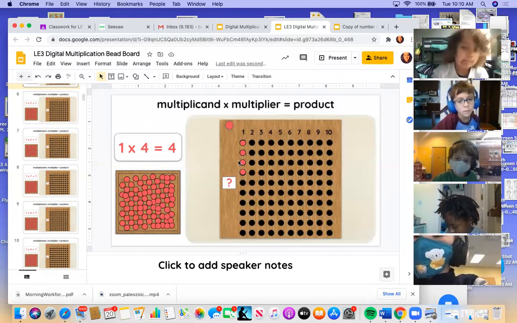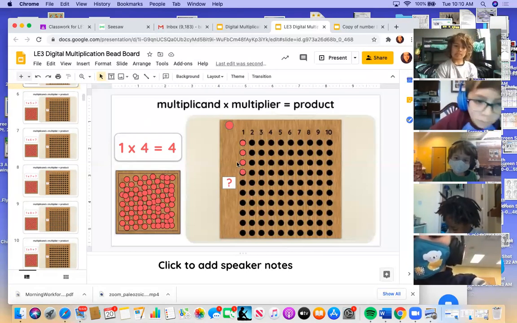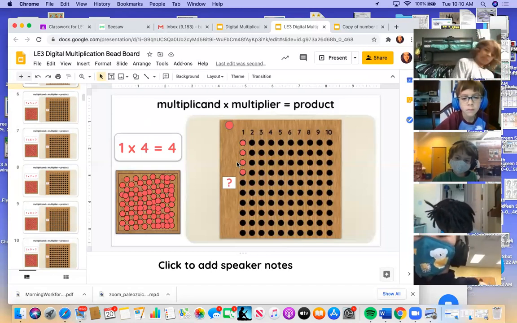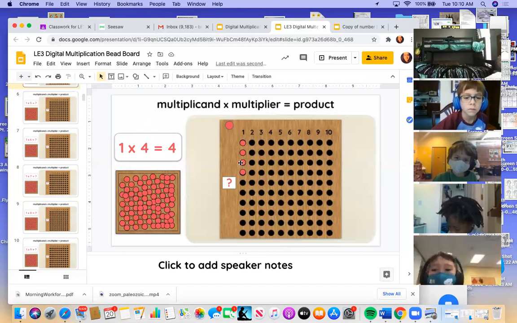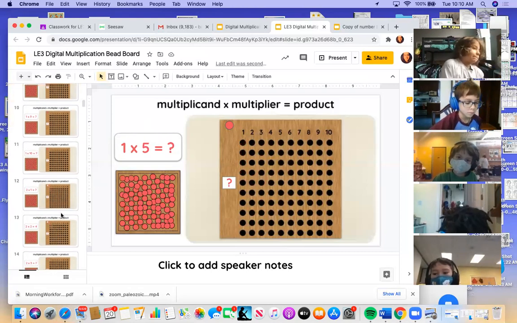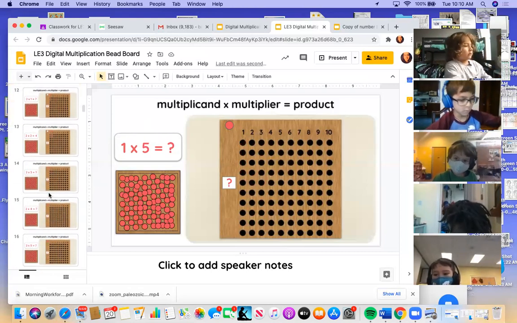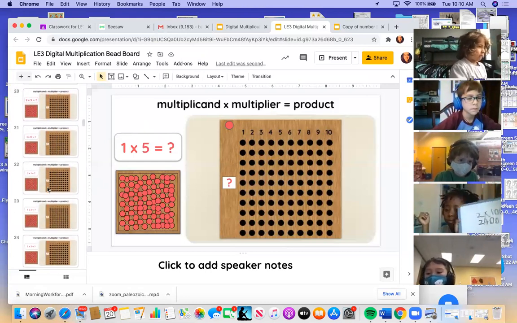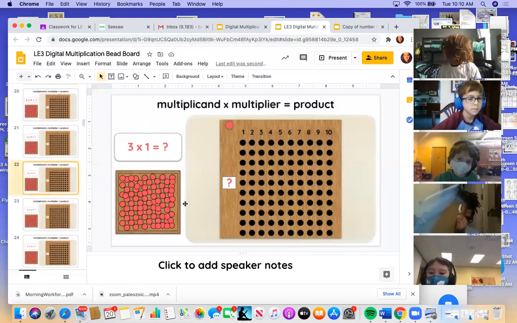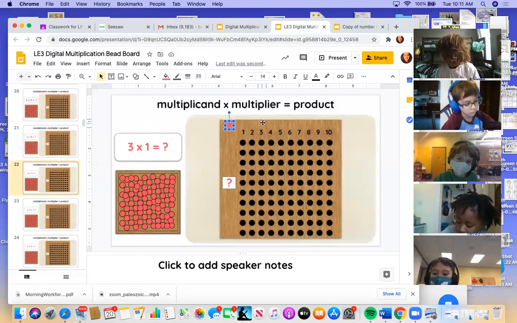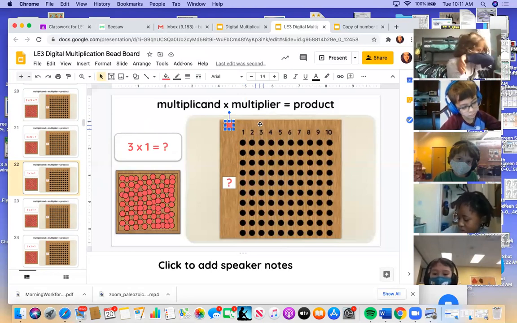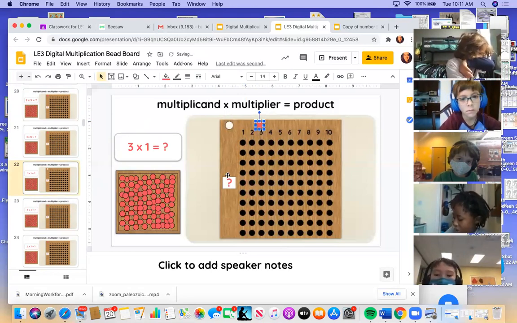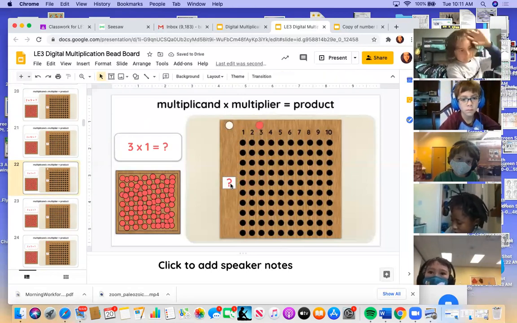That would actually show 4 rows of 1, but that is 1 times 4. So let's skip down to the 3s. There we go. We're going to move our marker here to show that our multiplicand is 3. In this case, our multiplier is 1.